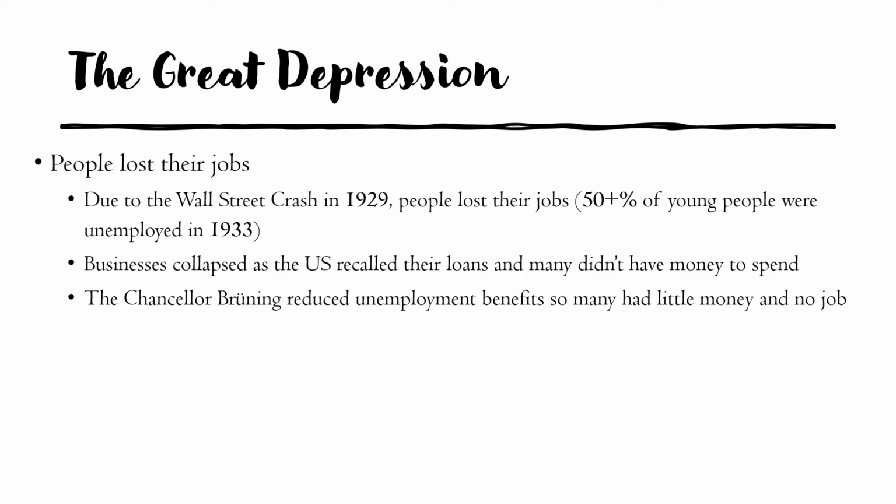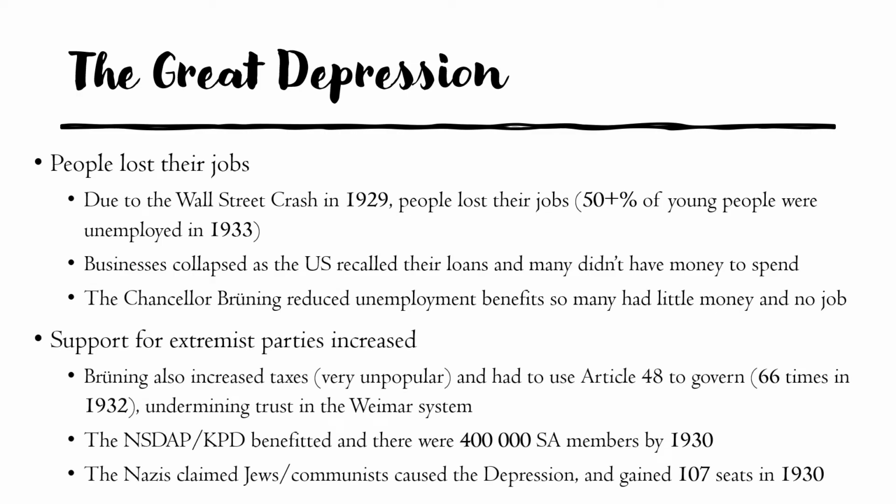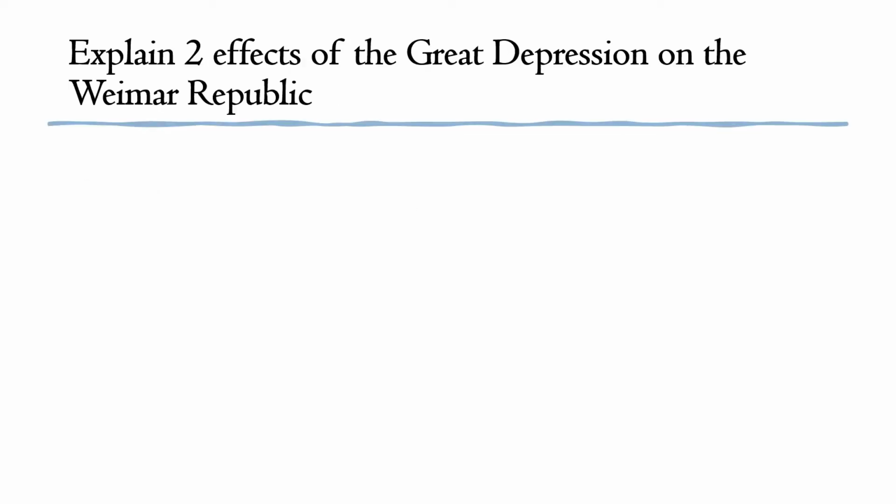You should always try to come up with a second one, even if it's only a sentence or two that you write. So this is an example of the slide that I give in my videos. This is the Great Depression one. Those are my two effects: people lost their jobs, and support for extremist parties increased. I won't go all through it now, but that's what I wrote down in the video. Those were the statistics that I used and how I explained that. Know that, then you can put that really easily into your actual answer.